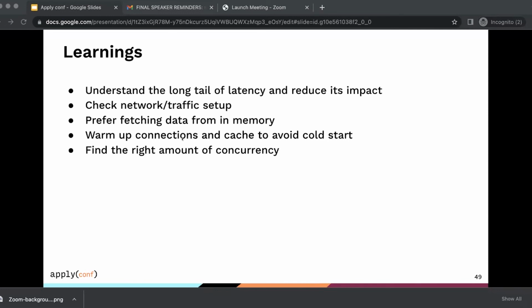Next up is really just, make sure you understand your network and traffic setup. This is really important. If it's viable, if it's possible in your use case, you really want to prefer fetching data from in memory as opposed to on disk. Next up is just, make sure your connections are warm prior to receiving traffic on your system. And last but not least is just finding that right amount of concurrency to fully optimize your system.